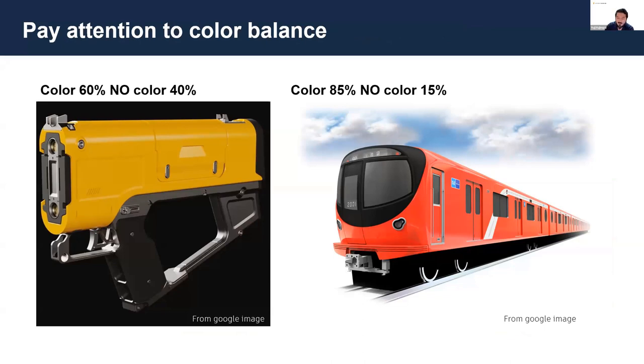Also pay attention to the value, or the amount, of how much you mix the color, right? The one on the left and the one on the right both have a color and a black or gray scheme. But on the left the ratio is 60% of the object in color and 40% black or gray. On the right, the train, you have 85% red and maybe 15% white, gray or black, but you still call it a red train, right? On the left, like one of those nail guns, you'd probably say the yellow nail gun. So color has quite a lot of power depending on how you use it, right?